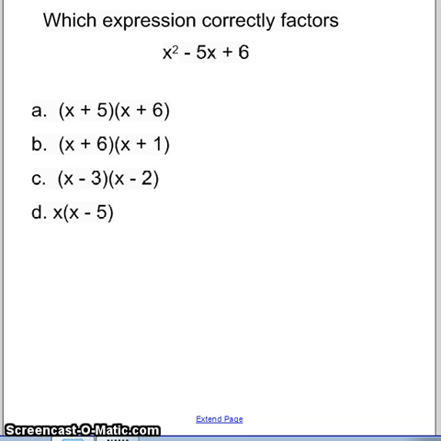All right, now we move into a completely new part of working with polynomials, and one that people tend to hate the most, which is factoring. This is the first type of factoring.